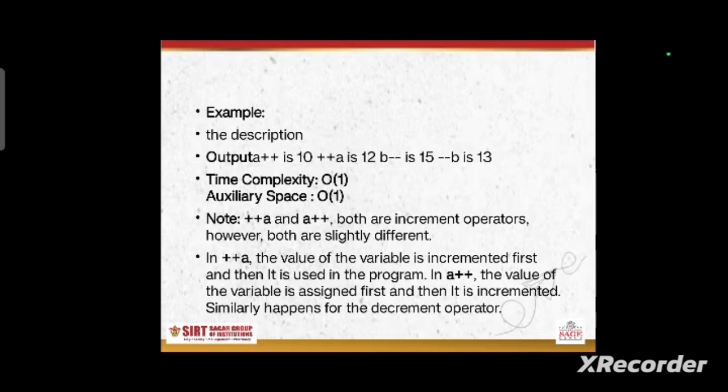However, both are slightly different; there is a difference between them. In plus plus a, the value of the variable is incremented first and then it is used in the program. In a plus plus, the value of the variable is assigned first and then it is incremented. So this is the difference between a plus plus and plus plus a.